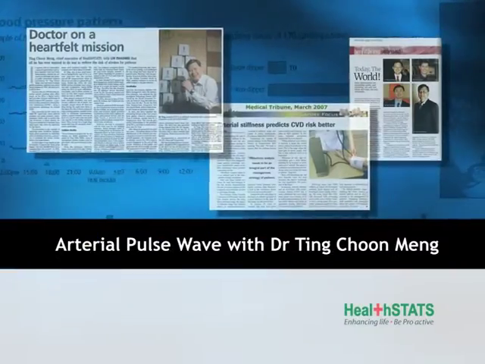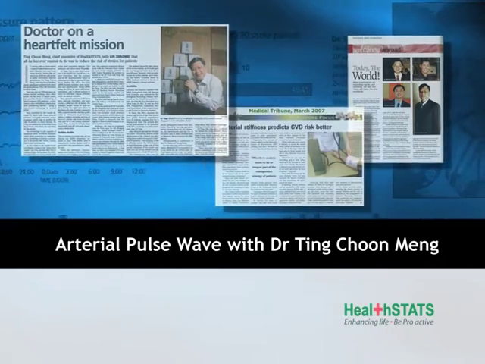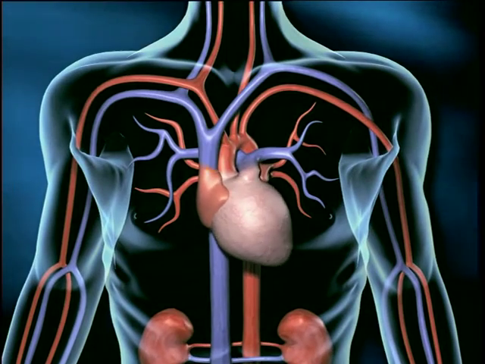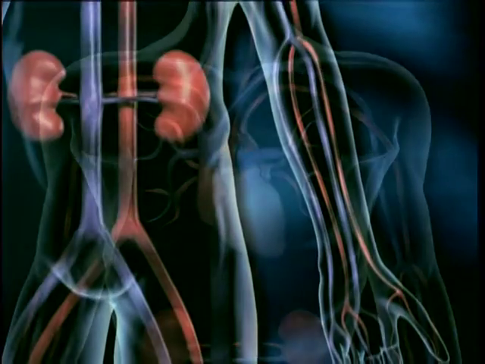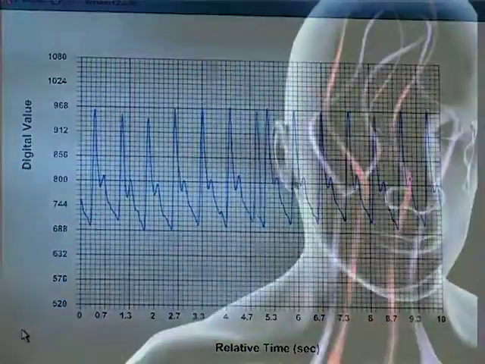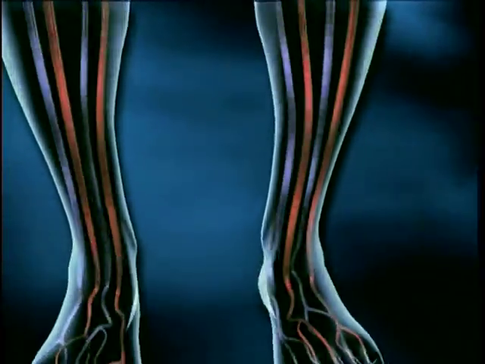Today I'm going to talk to you about a very interesting phenomenon. It's called the pulse wave, the arterial pulse wave. We have to understand how the body generates a pulse wave. Generally, the heart pumps and pushes out blood. When the heart pumps, it generates a pulse wave, which is a contour wave that travels along the arterial tree.